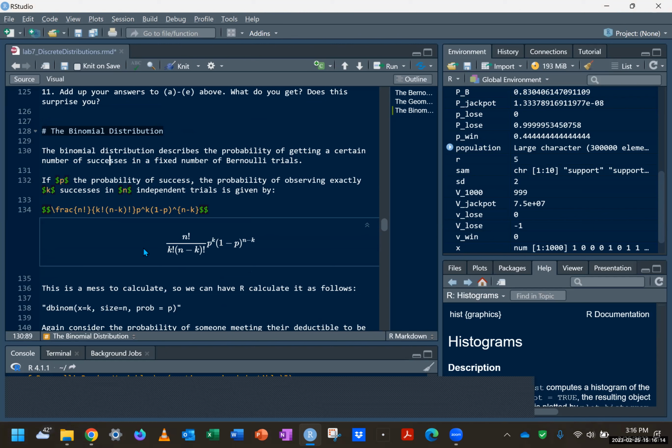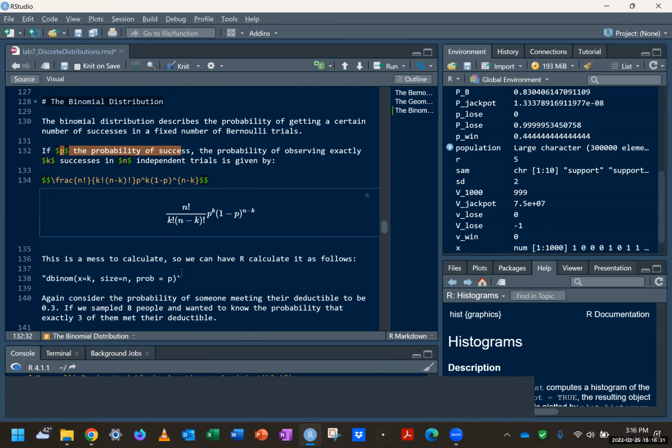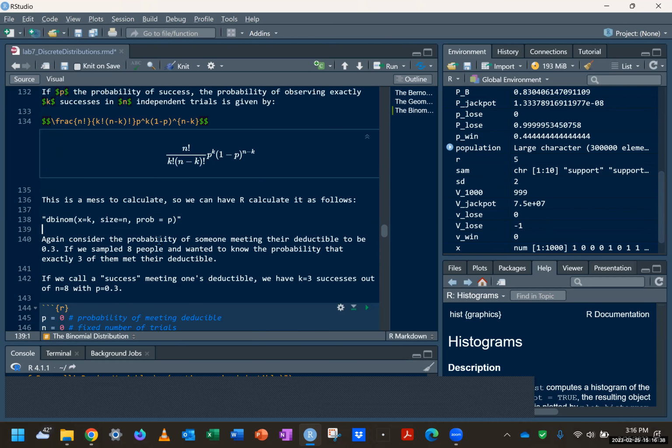So here's the probability of finding it given n trials. This is your size of your group. K successes is the people meeting your condition that you're interested in, and P is the probability of that condition. So it's a mess. Uses factorials, and who even knows what that is. So in R, we can simply do that calculation using dbinom, where we specify K, N, and P. So let's look at an example.